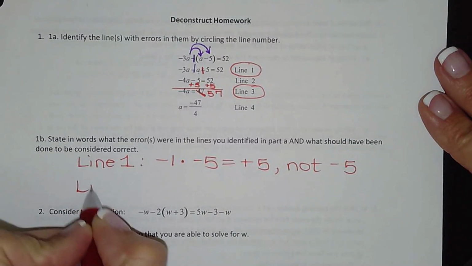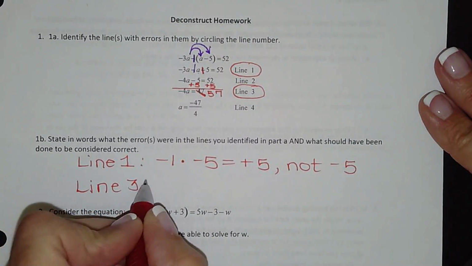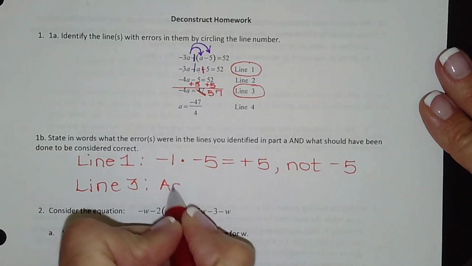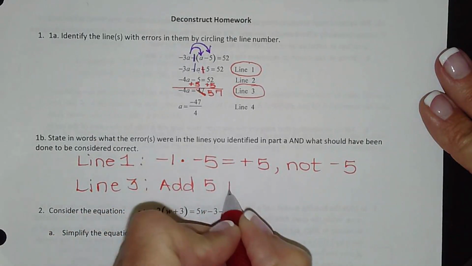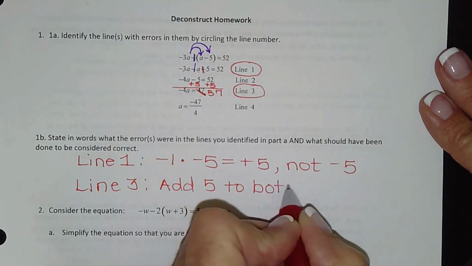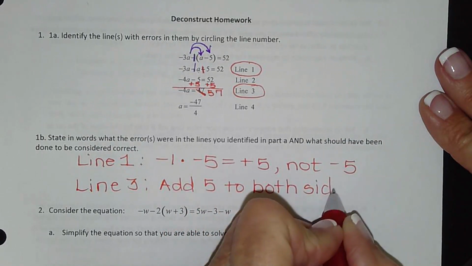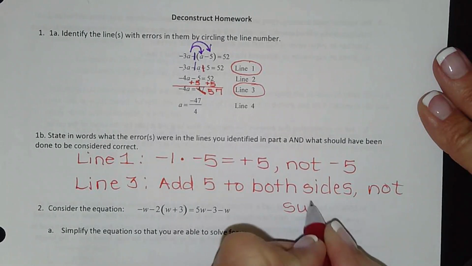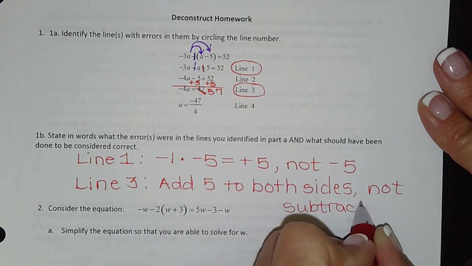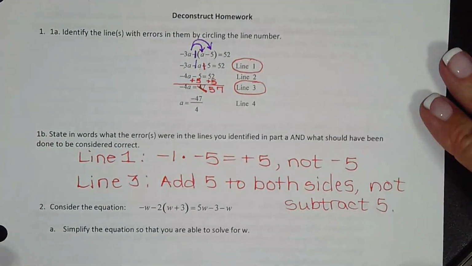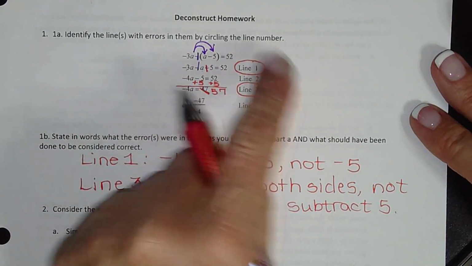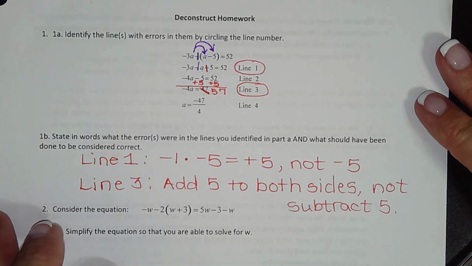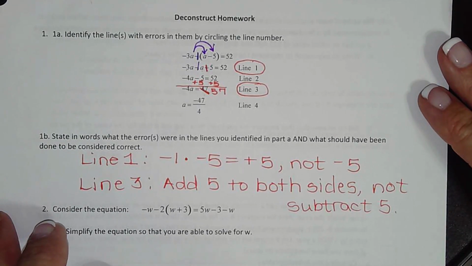And on line 3, add 5 to both sides, not subtract 5. So I was just very brief there. We got a couple of these under our belt, so I don't think it's anything big. To me, the biggest part is being able to find the errors. They're very common student errors, both of them. So if you found them both, that's good.